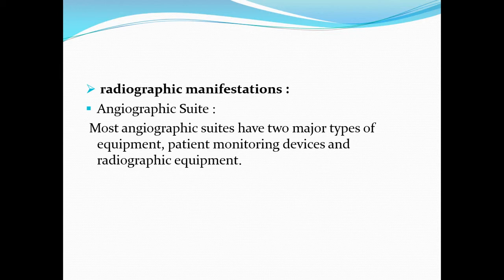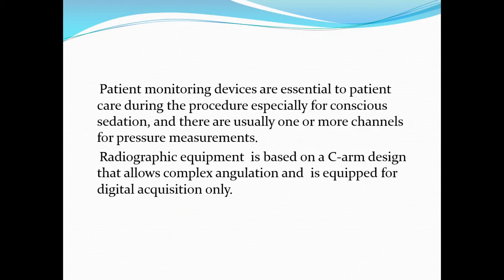Radiographically, first we should have a proper angiographic suite, and most angiographic suites have two major types of equipment. These are the patient monitoring devices and the radiographic equipment. The patient monitoring devices are essential for patient care during the procedure, especially in cases of conscious sedation. There are usually one or more channels for pressure measurements and vital signs monitoring equipment. The radiographic equipment is based on the C-arm design that allows complex angulation, and it's equipped for digital acquisition only.